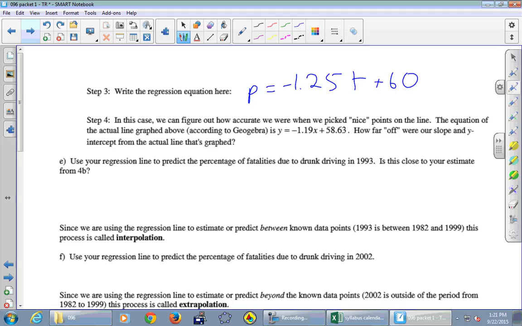Okay, so there's our regression equation. That's just the fancy name for the line of best fit. And it says in this case, we can figure out how accurate we were when we picked, quote, nice points on the line, because we were just estimating, the points that we picked were almost certainly not on the line.